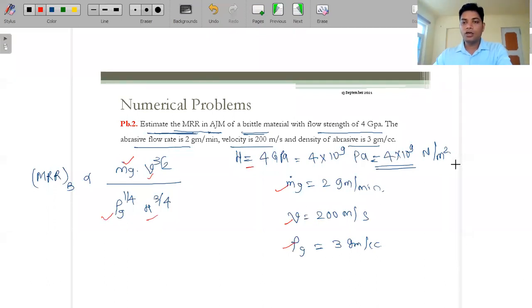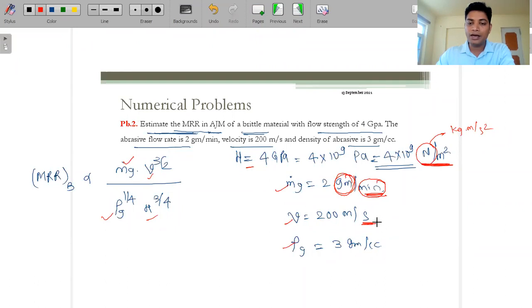But guys, please listen. Here we have converted H into newton per meter square, while this is in gram per minute. Why do we have to convert it? Because newton is mass into acceleration, and mass means kg, so kg into meter per second square. So just convert this term into kg first. Also, here it is in minute but there it is in second, so either convert that into seconds or this one into minutes. Just convert before putting the value.